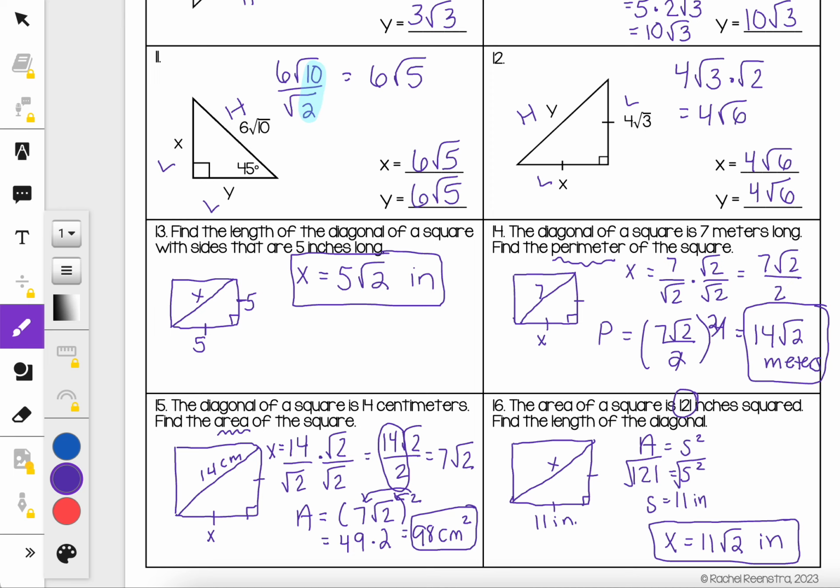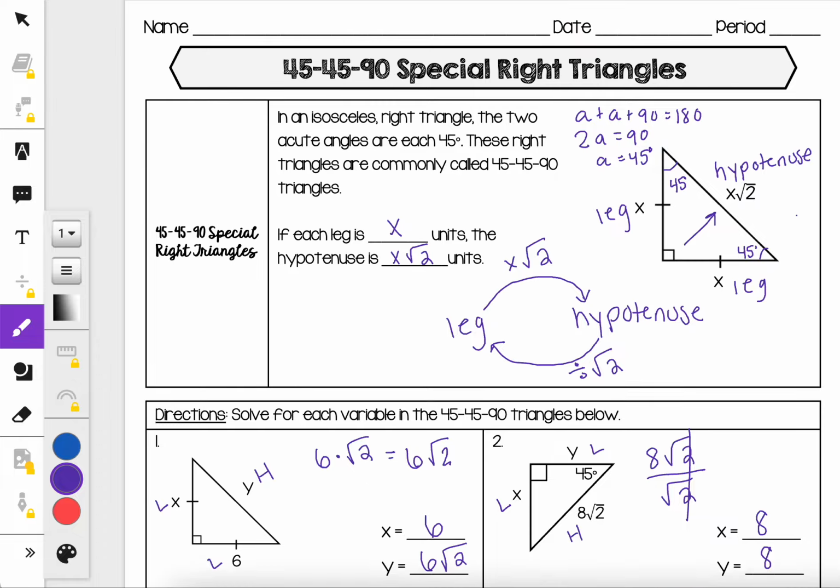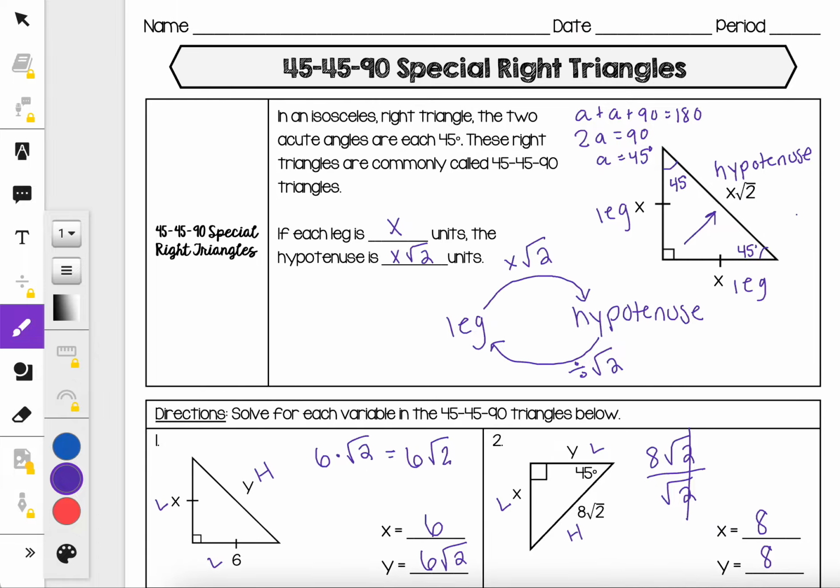Now that's it for special right triangles, our 45, 45, 90. All right, so again, if you are given the leg for a 45, 45, 90 triangle, you're going to multiply by the square root of 2 to find the hypotenuse. If you are given the hypotenuse, you are going to divide by the square root of 2 to find the leg. All right, and we use these ratios here to get exact values for each of these sides. These work for any 45, 45, 90 special right triangle or any isosceles right triangle.